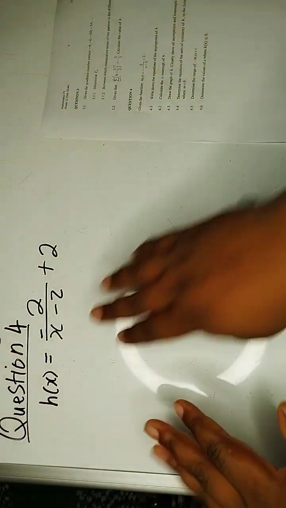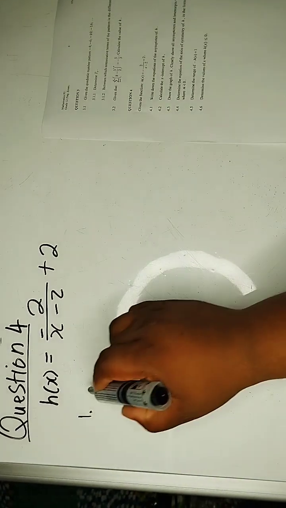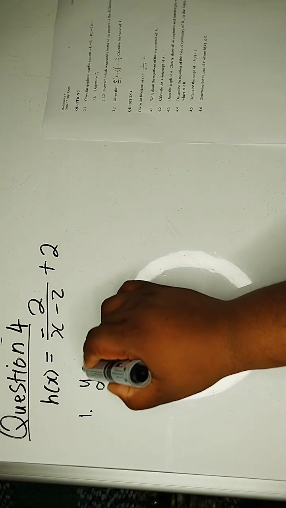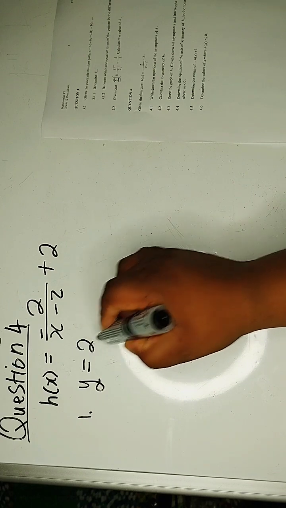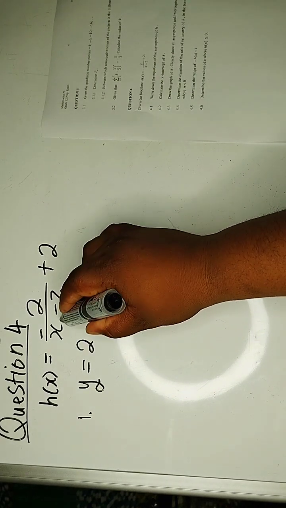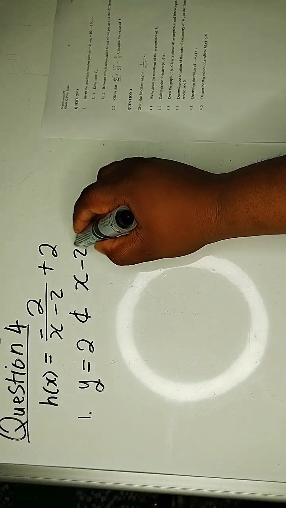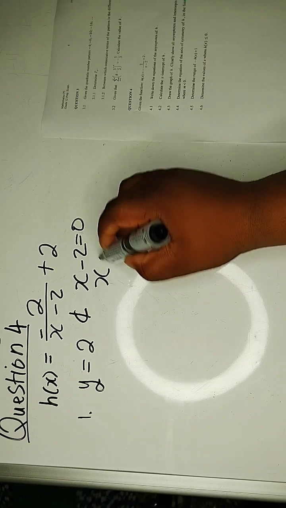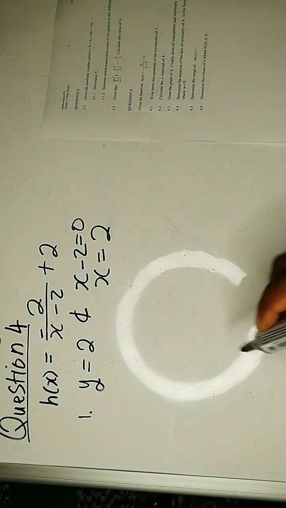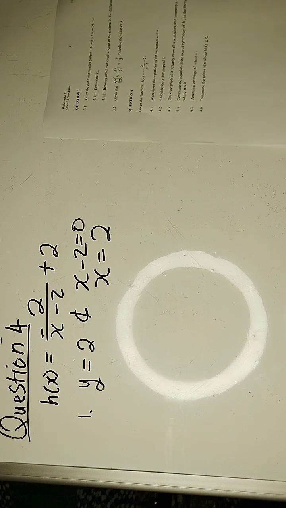Number one, when we are looking for the asymptote here, this is what we are going to do. We know that y is equal to 2, and we know that we have x minus 2 equals to 0, so x is equal to 2. So these are the two asymptotes of the hyperbola.